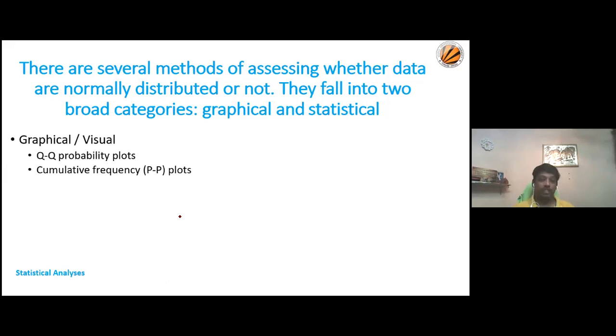Okay, how would you assess normal distribution? It can be done through two methods: one is graphical, and the other one is statistical.